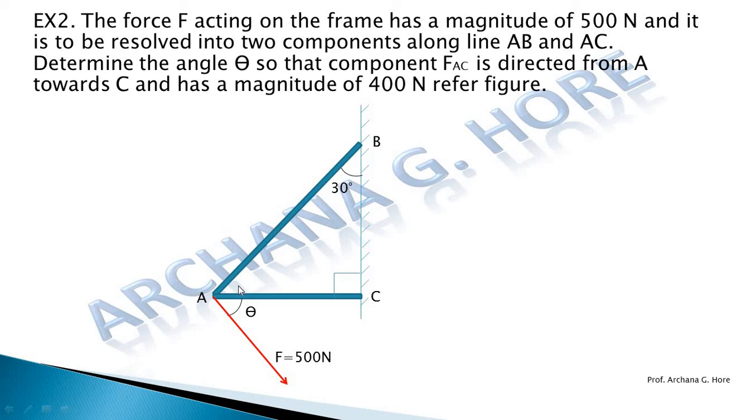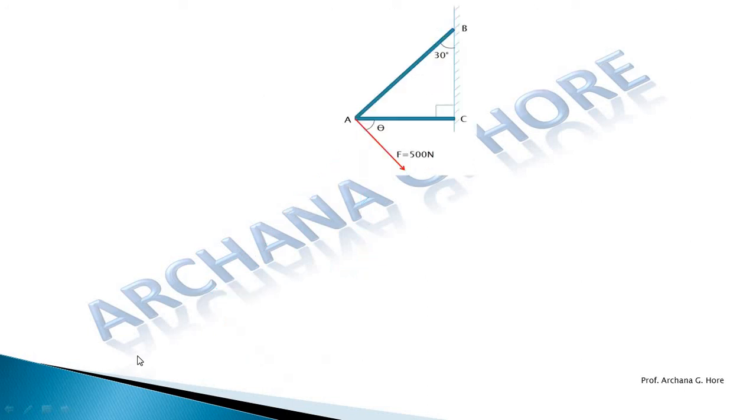Now we want to construct a parallelogram, keeping the original force as a diagonal of the parallelogram, and these are the two sides. Both components are given on the same side of the force. So we can construct a parallelogram by extending AB on this side. This is the original diagram, and AB is extended further, and this is the force. This is FAC, and this force is FAB.